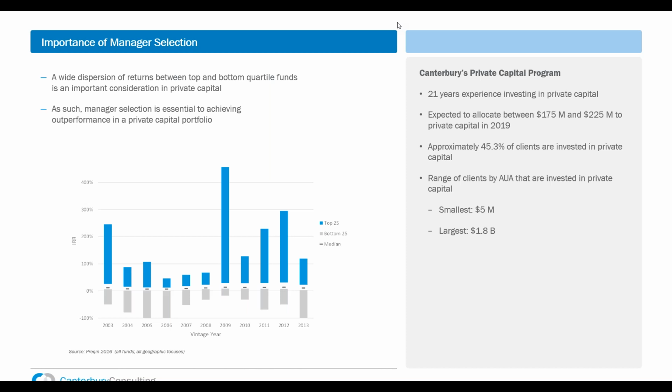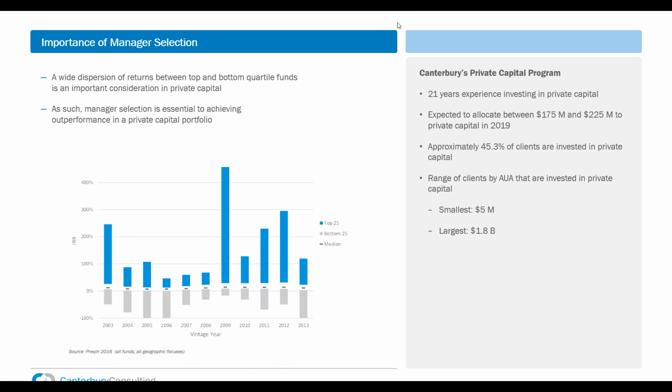But we can look back over the 10 years before that and see how managers have done. And what you'll see is the top 25% of managers have earned IRRs above the benchmarks, and the bottom 75% are really below the median. So this confirms what I was saying a moment ago: you need to be in the top 25% of the investment managers within private capital, or you're simply going to lag behind. And so that's why manager selection is extremely important.